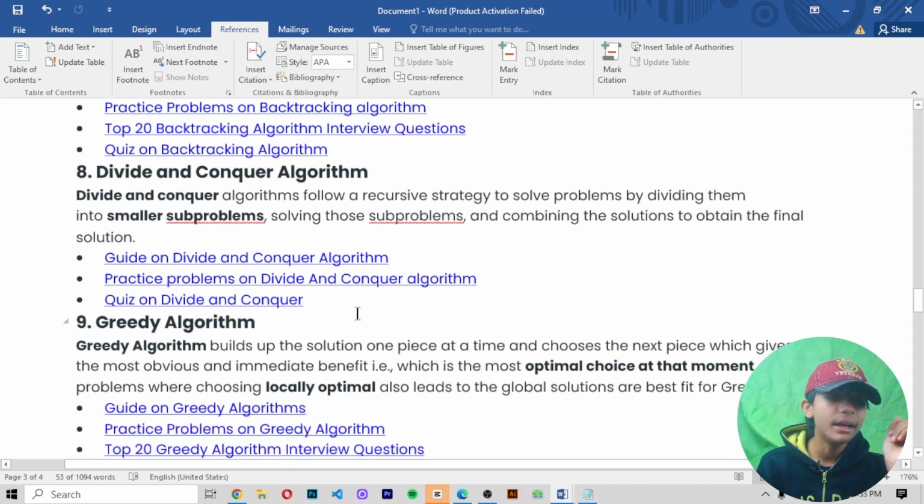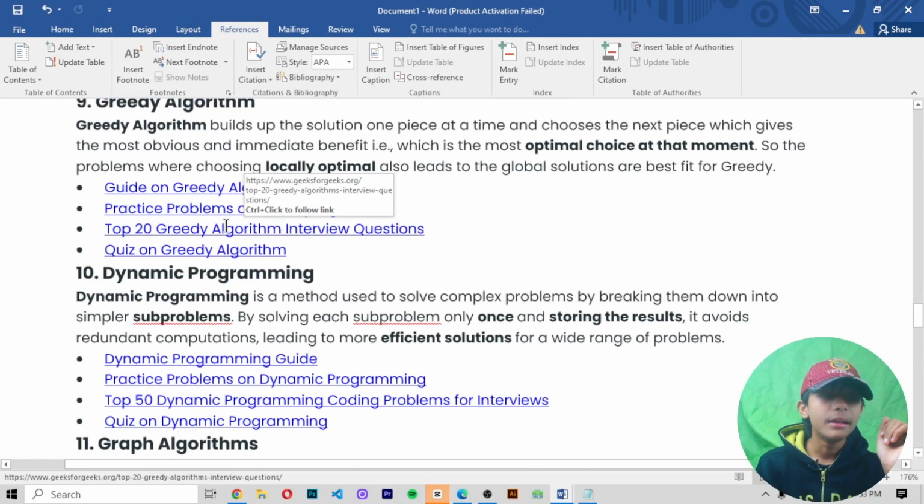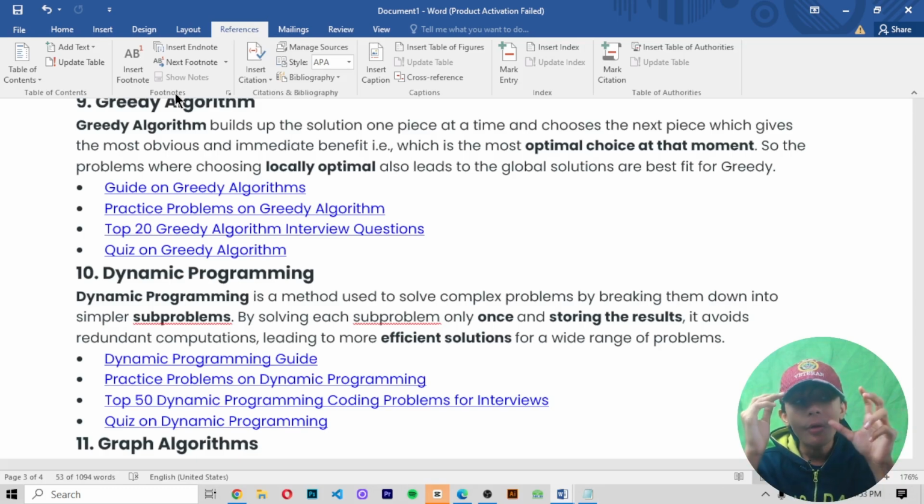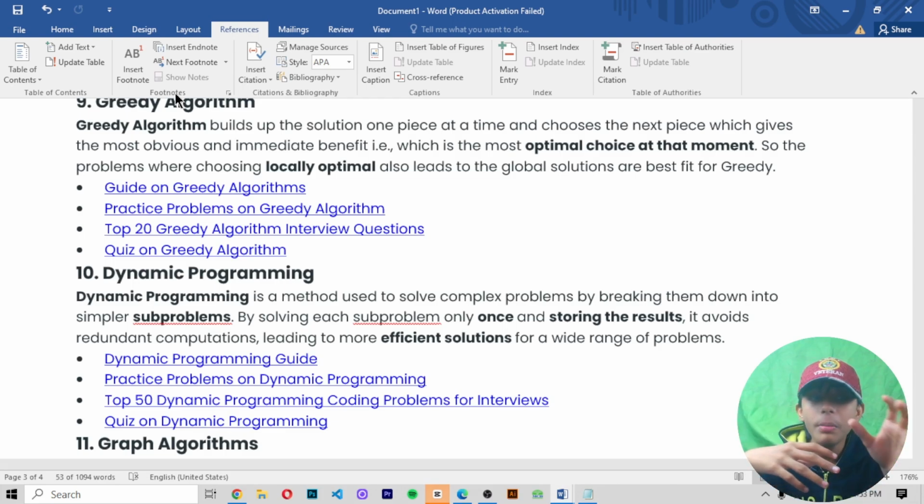Number 9, greedy algorithm. A greedy algorithm builds up the solution one piece at a time and chooses the next piece which gives the most obvious and immediate benefit, for example, the most optimal choice at that moment. So problems where choosing locally optimal also leads to the global solution are best fit for greedy.